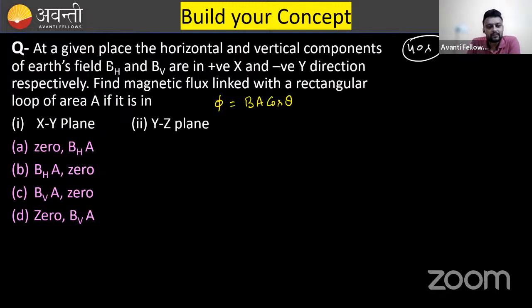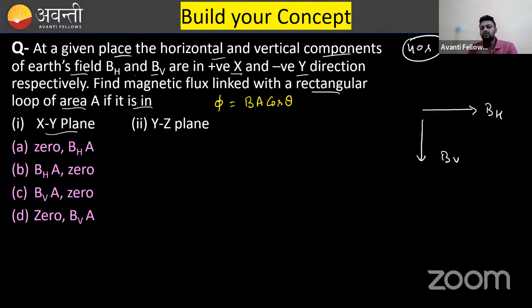Okay, so the question says, at a given place, horizontal and vertical components of Earth's field are BH and BV in the positive X and negative Y direction. That means at a certain place, this is the horizontal component in positive X direction, and this is the vertical component in negative Y direction. Clear? Find the magnetic flux linked with the rectangular loop of area A if it is in the XY plane. Okay. So there is a loop.